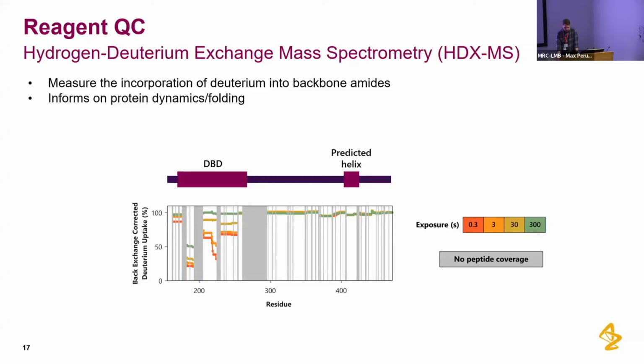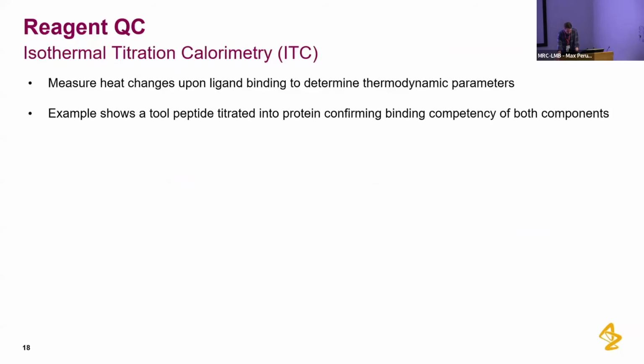And then the final example of reagent QC is the classic ITC, isothermal titration calorimetry. It's a great technique for measuring affinity and thermodynamics, and it does so by measuring heat changes when things interact. To be honest, we don't use it that often because it needs significant quantities of protein in order to do. And especially with the more challenging targets we have at the moment, it's just not available. But when you can do it, it is very powerful.